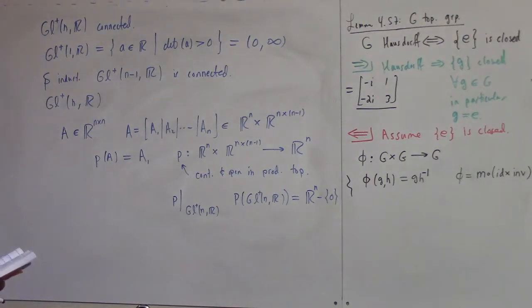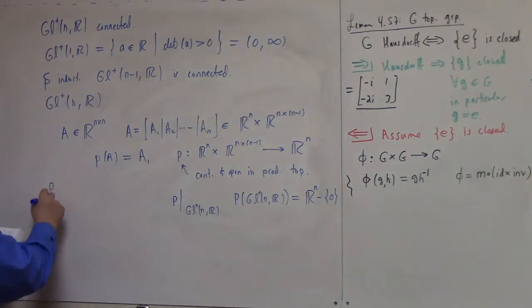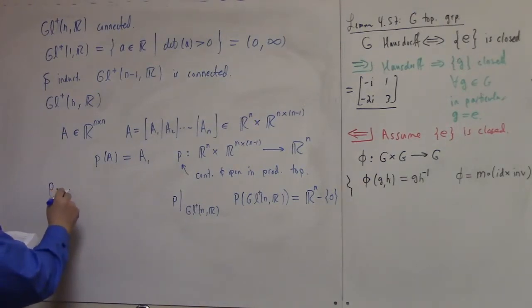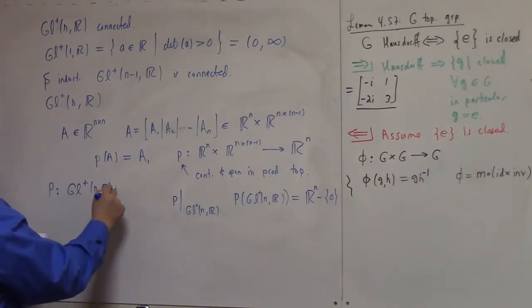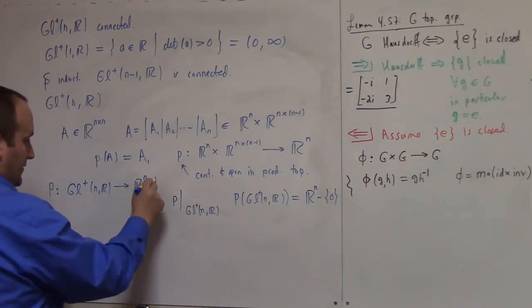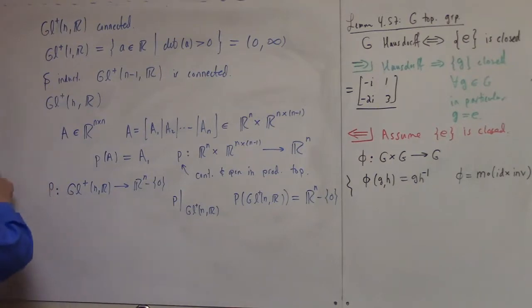So what we have then is P restricted. P is the mapping from GL plus NR to Rn with 0 removed. Then we're going to use lemma 4.18 to establish that P is open, so the lemma applies, and we just need to show that the fibers are connected.